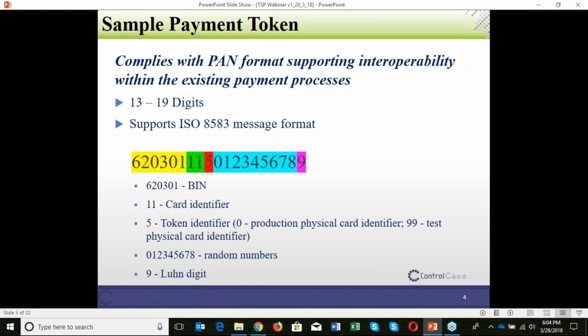So this is how a typical payment token looks. You can see it is very similar to the PAN structure. It has a first BIN, the card identifier, and the token identifier, and then a random generator within, and a Luhn digit just to make sure the cards are verified properly. So this is a typical token as compared to a PAN.